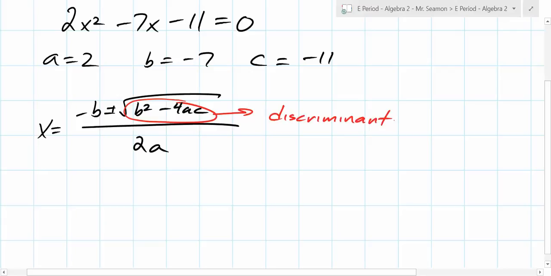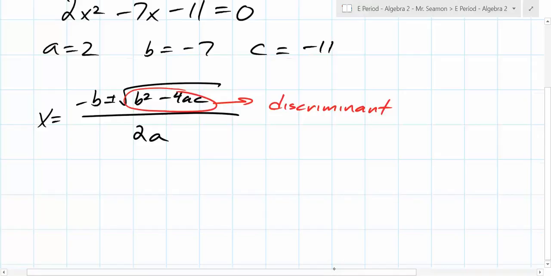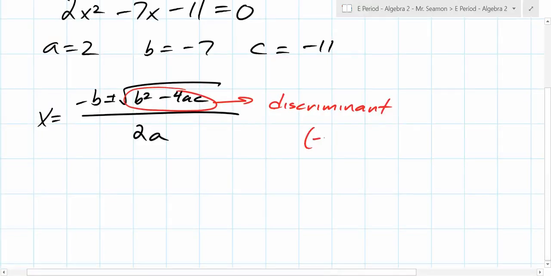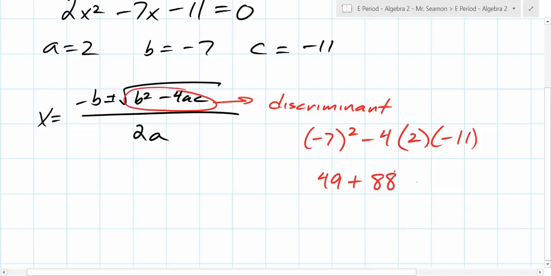I'm just giving you an order for simplifying that's going to make your life easier. So I highly recommend you do it. So do the discriminant first. In this case, the discriminant is going to be negative 7 squared minus 4 times 2 times negative 11. See, I already made a copying mistake. Negative 1. So what does that become? 49 plus what? 88, I think, right? So it's going to be 137.